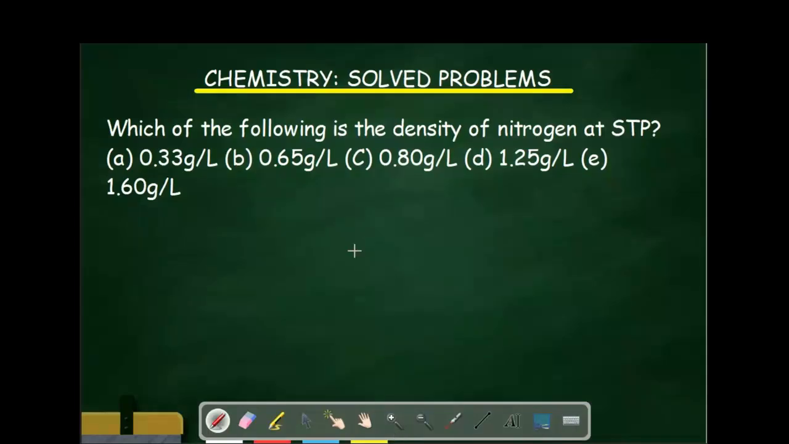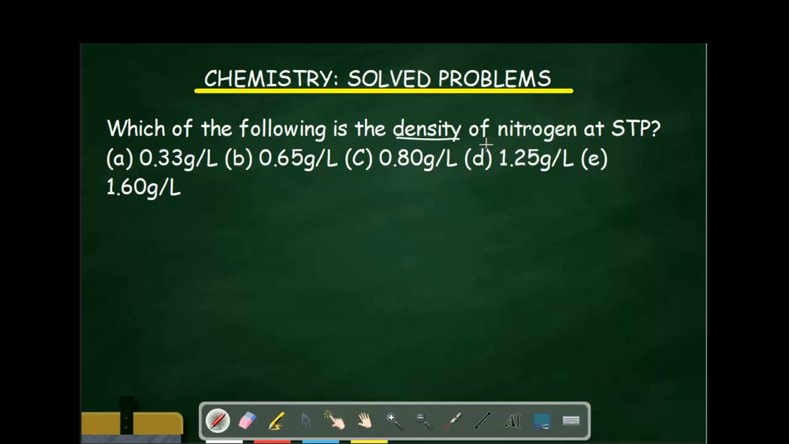Now, here is a very interesting question. Which of the following is the density of nitrogen at STP? We'll not only be solving this question, we'll be expanding beyond what the question is asking, so that when you see similar questions, you'll be able to attempt them. Now, let's start.